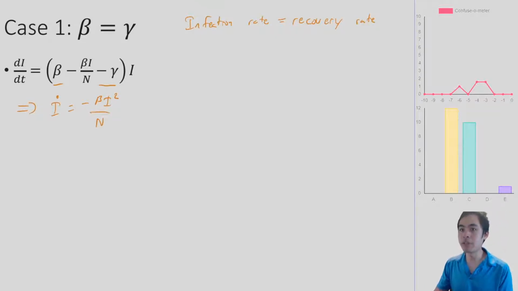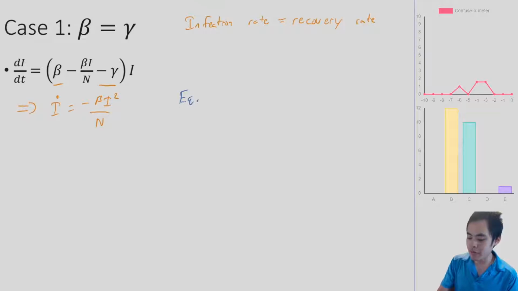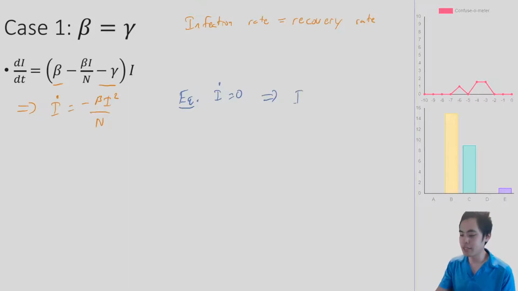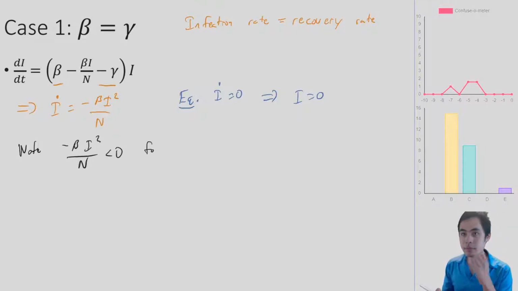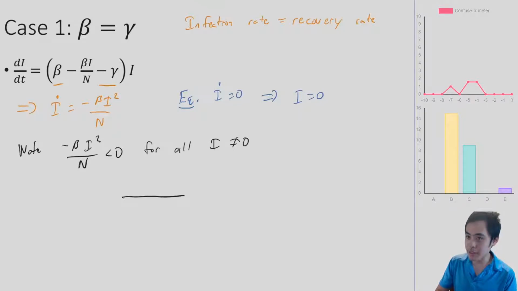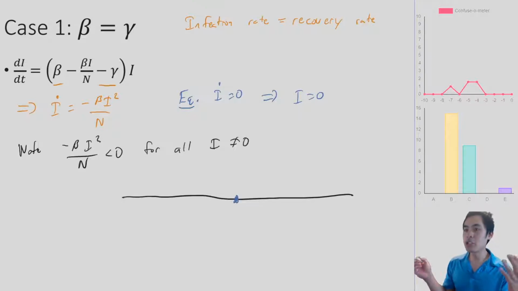So let's just do a qualitative analysis. You guys actually have all of the tools you need to solve this explicitly, but let's just see what happens qualitatively. What equilibria do we have? I dot equal to 0 implies that I is equal to 0. So the only equilibrium is when I is equal to 0. Note that minus beta I squared over n is less than 0 for all I not equal to 0. So when we draw out the phase line, we only have a single equilibrium at 0, and our direction is negative everywhere.